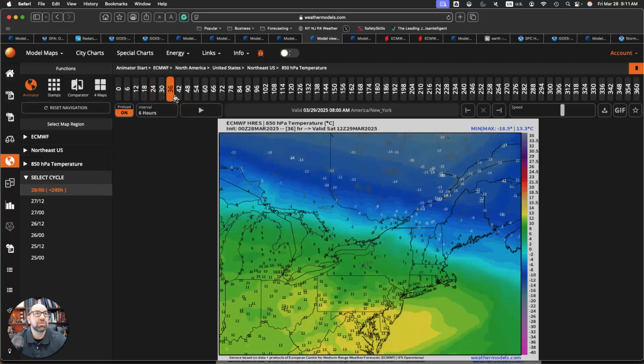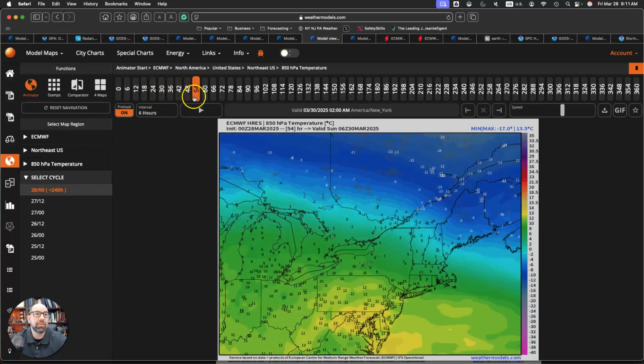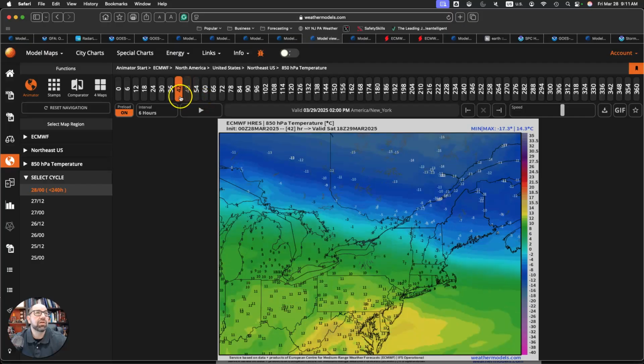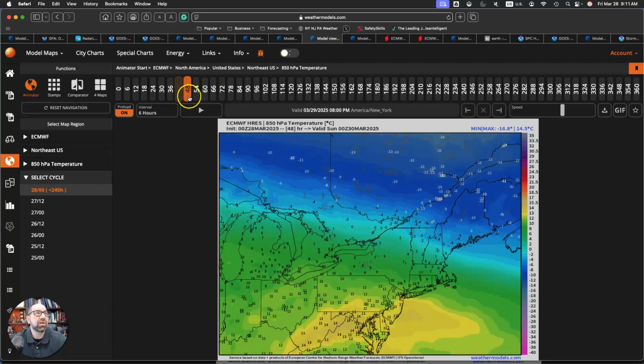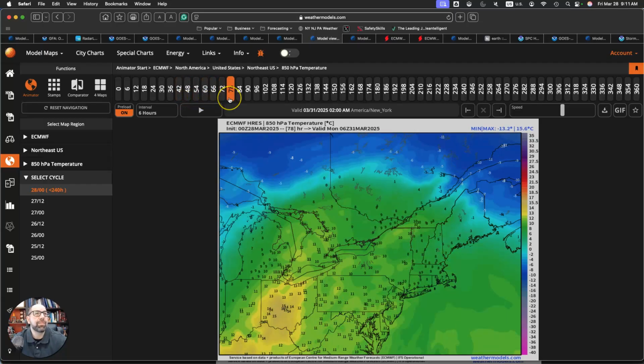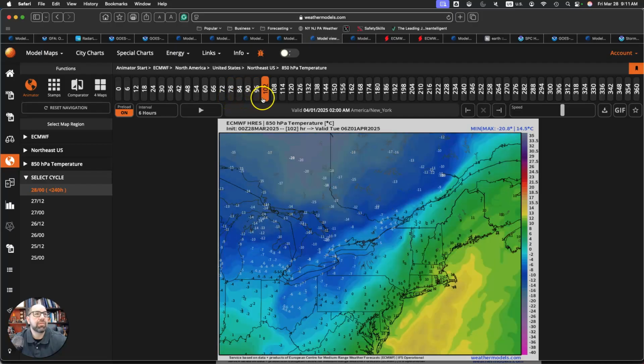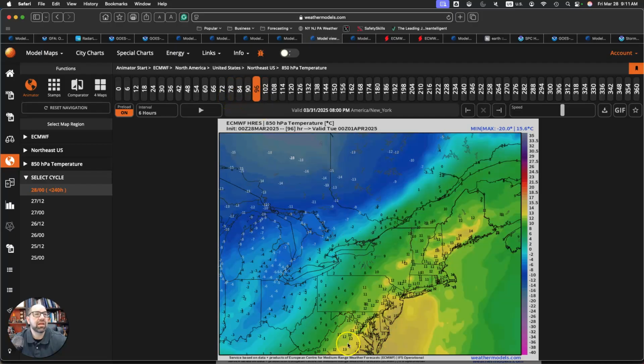850 millibar temperatures are going to be rather warm tomorrow. I mean, this is what's going to support our temperatures pushing into the 70s and 80s when you have 850 millibar temperatures around 12, 13 degrees Celsius. Then on Sunday, we back off just a little bit. And Monday, we surge in again ahead of that cold front. We get the strong warm air transport, 13 to 14 degrees Celsius.